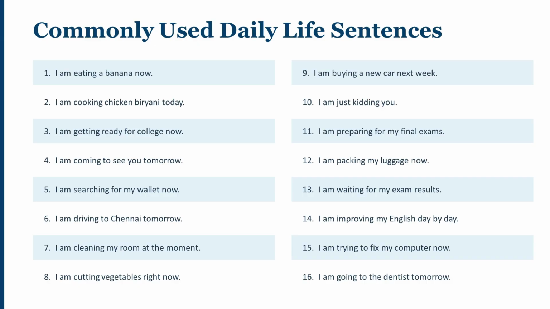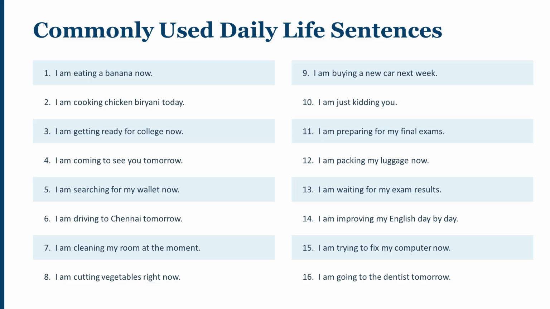Here are some commonly used sentences in daily life using the present continuous tense. I am eating a banana now. I am cooking chicken biryani today. I am getting ready for college now. I am coming to see you tomorrow. I am searching for my wallet now. I am driving to Chennai tomorrow. I am cleaning my room at the moment. I am cutting vegetables right now. I am buying a new car next week.